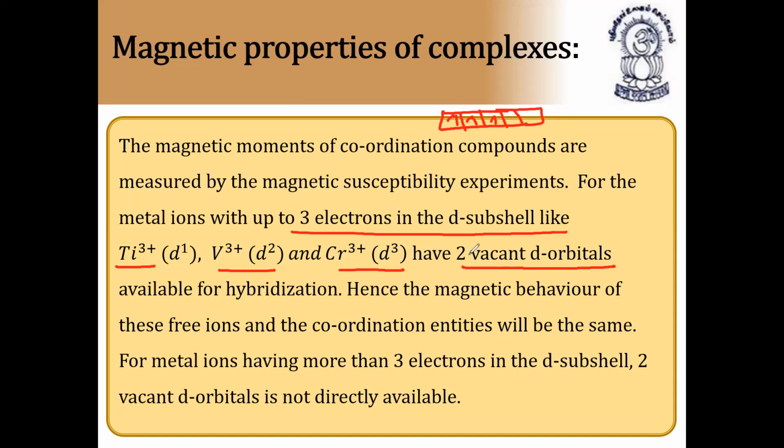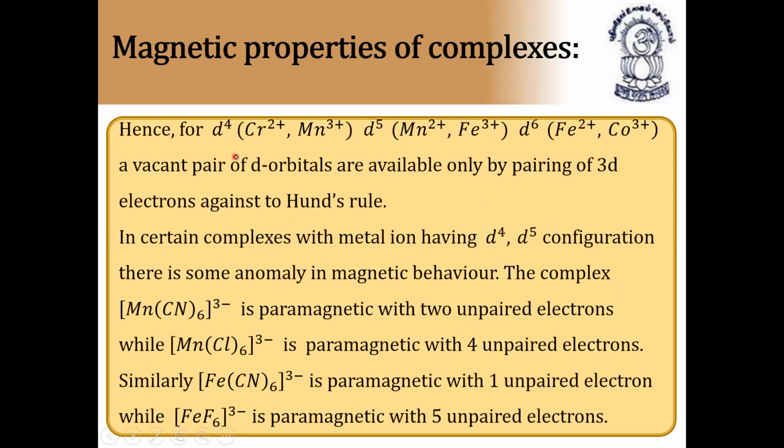So that's why they have 2 vacant d orbitals available for hybridization. Hence, the magnetic behavior of these free ions and the coordination entities will be the same. For metal ions having more than 3 electrons in the d subshell, 2 vacant d orbitals are not directly available because they already have 5 electrons which will pair up. So with more than 3 electrons in the d subshell, they will not be available. Hence for d4, like chromium plus 2, Mn plus 3, d5, d6, a vacant pair of d orbitals is available only by pairing of 3d electrons against Hund's rule.